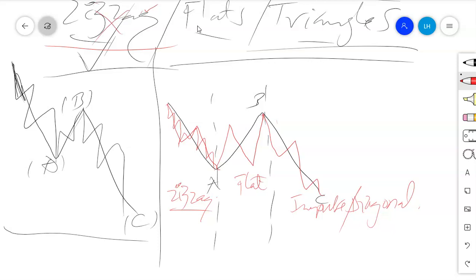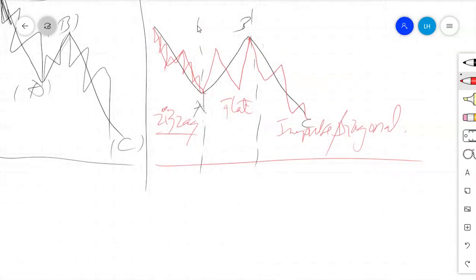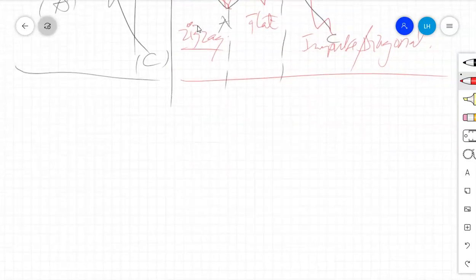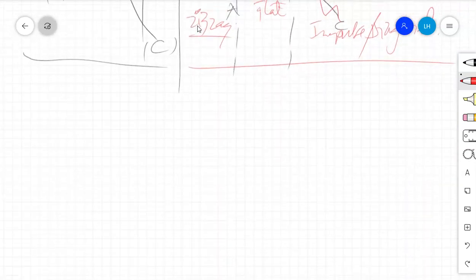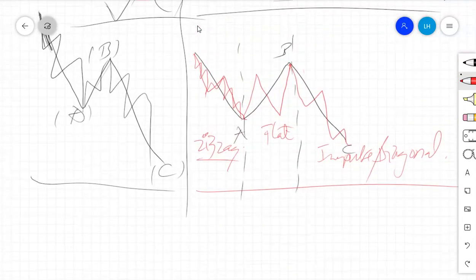Now this means that when wave A is a zigzag, wave B should be a different structure, and wave C will be a different structure. Now let's see an alternative form of this, because we have seen the first type of alternation within a single structure. This is alternation within a single structure.